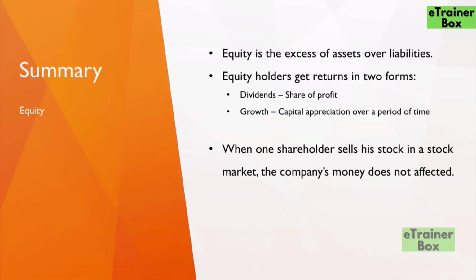Summary. Equity is the excess of assets over liabilities, and equity holders get return in two forms: dividends, which is your share of profit, and growth, which is the capital appreciation over a period of time. When one shareholder sells his stock in a stock market, the company's money does not get affected.